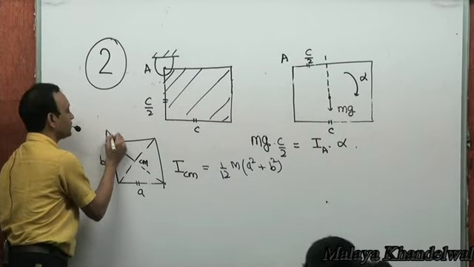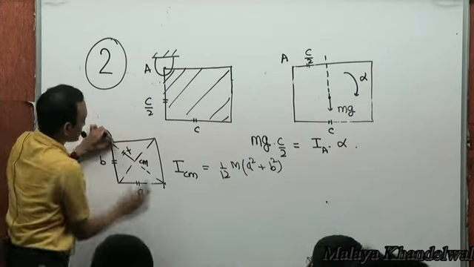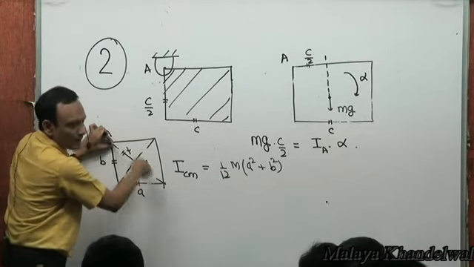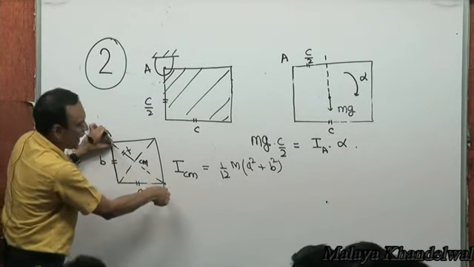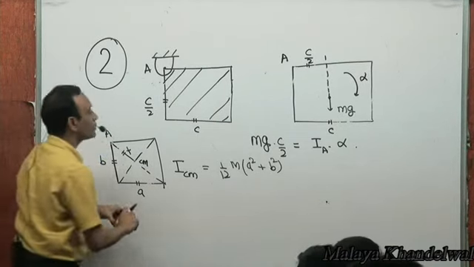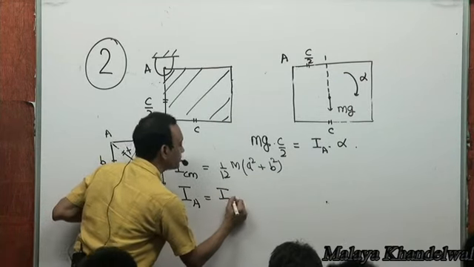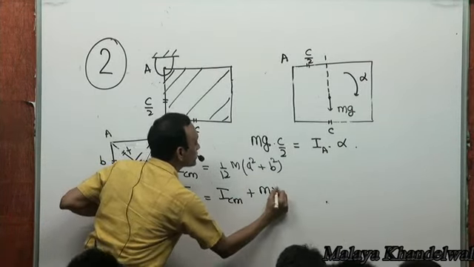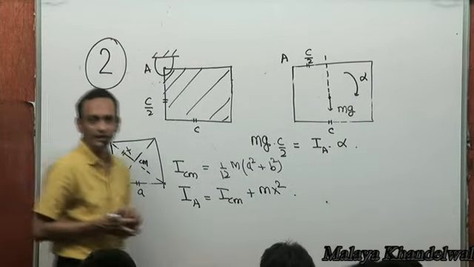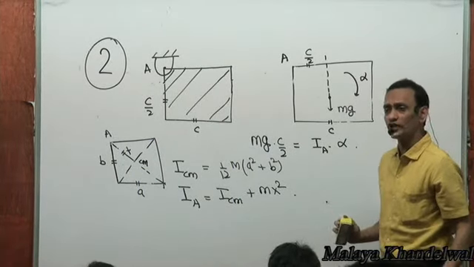So if I have to find I about this, and suppose this length is x, then I about this axis using parallel axis theorem would be I about cm plus m x squared, where x would be half the diagonal. X is what? Half root a squared plus b squared, right? Clear? This is what we need to take care of.